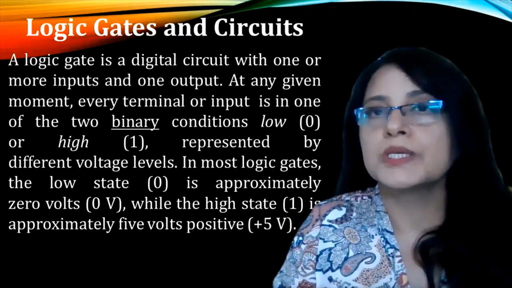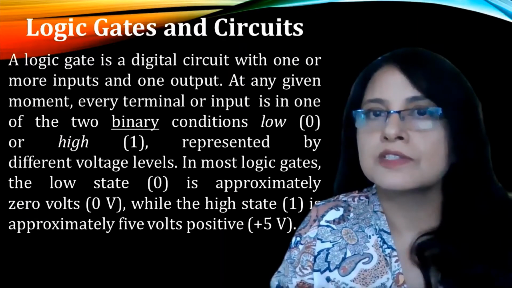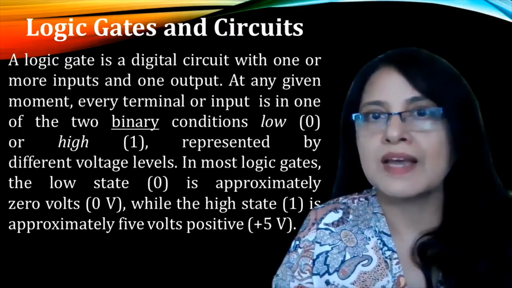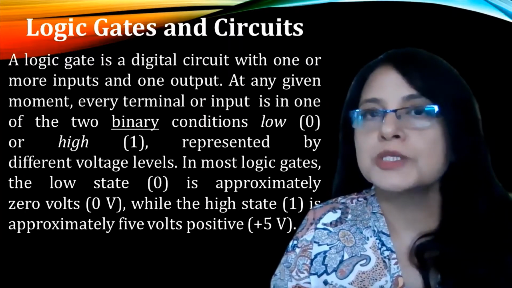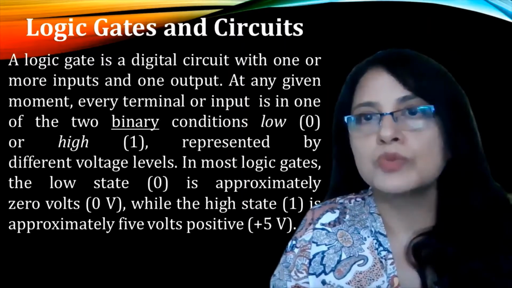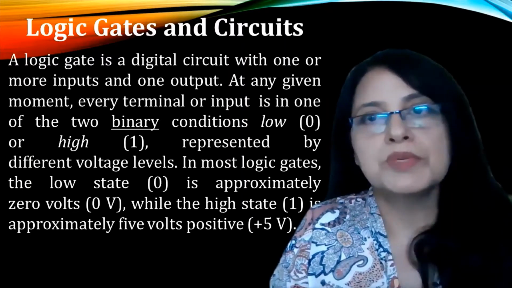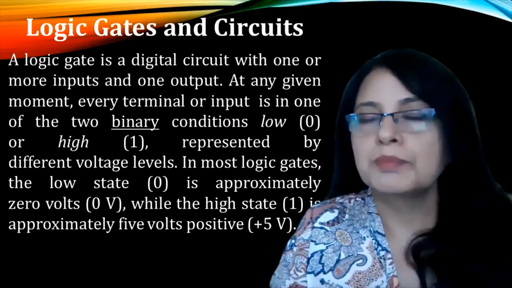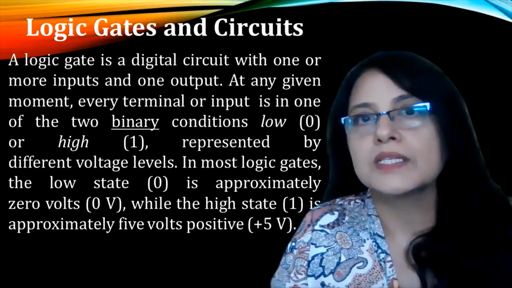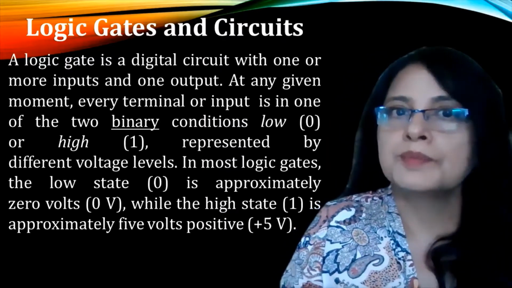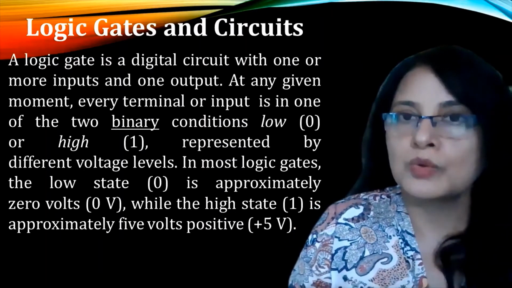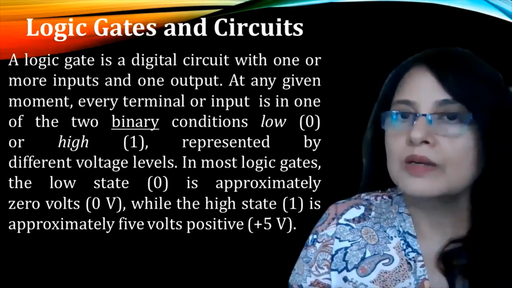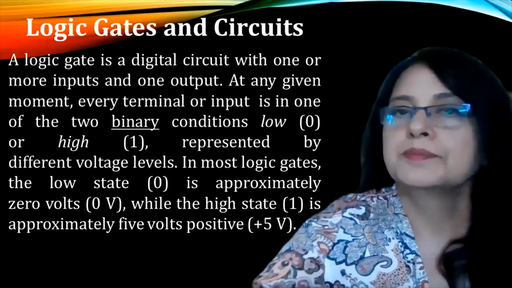Now we come to logic gates and circuits. Basically, it's a digital circuit with one or more inputs. We will see those in the examples. And there are basically only two conditions. Either the value can be 0 or it can be 1. And when we look at it in a simplistic way in the circuits, then 0 volts is basically your 0 or low state, and plus 5 volts could actually symbolize your 1 or true or high state.